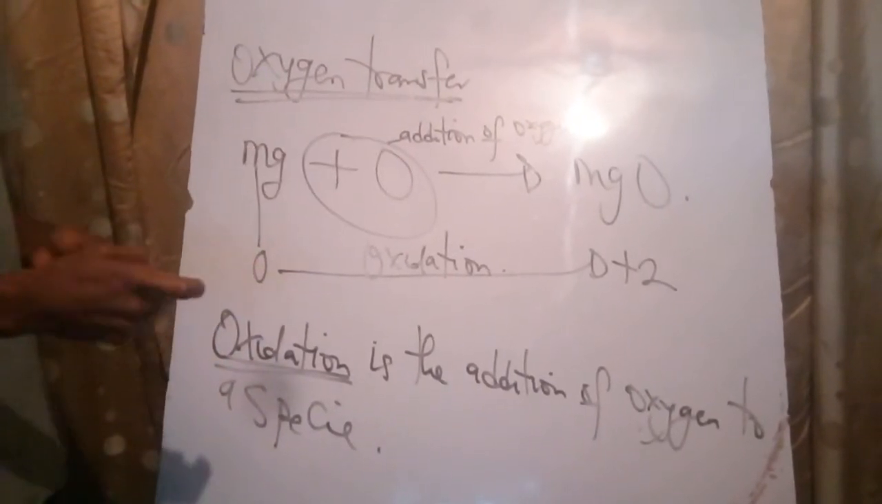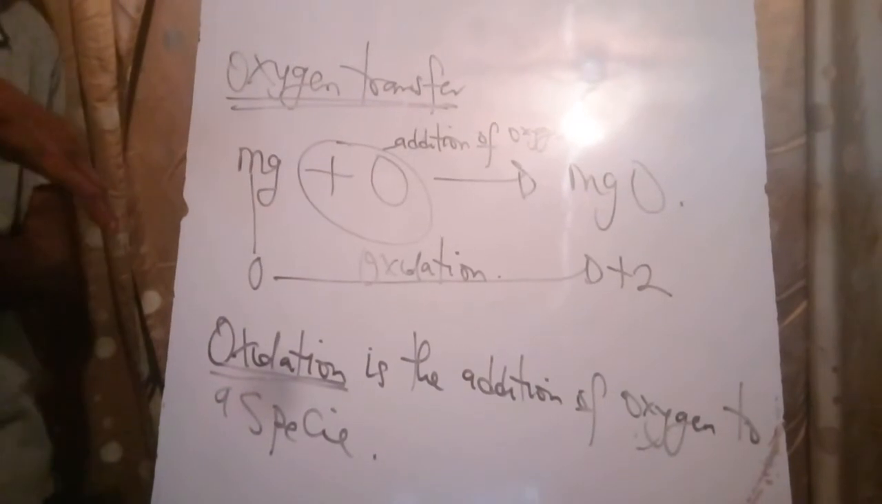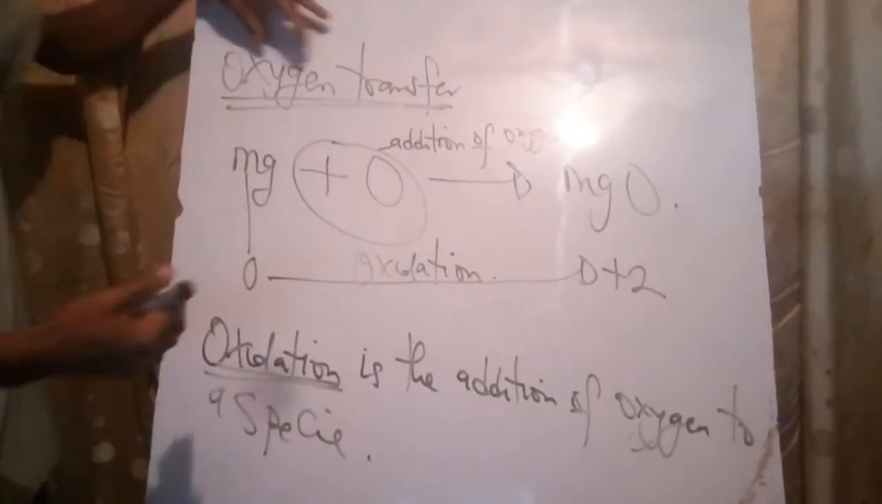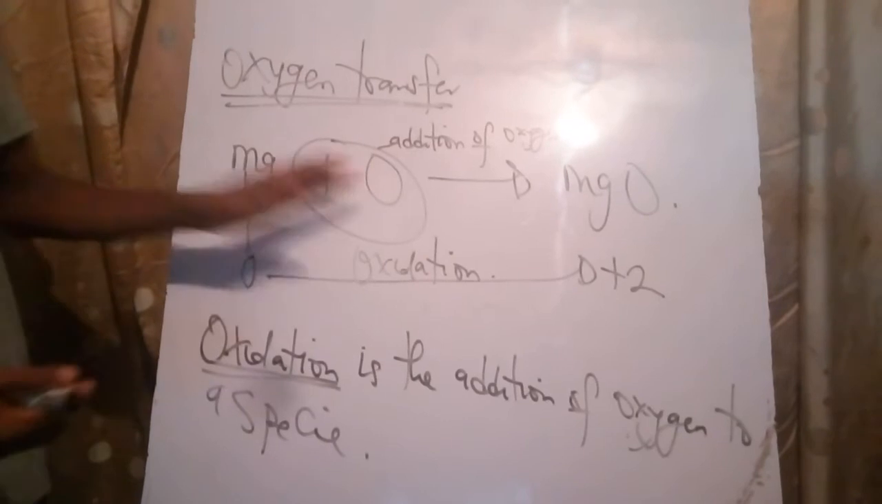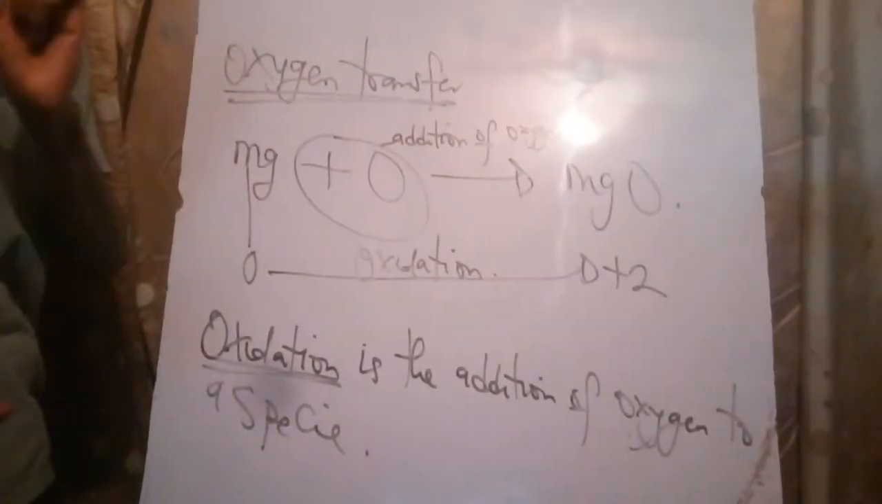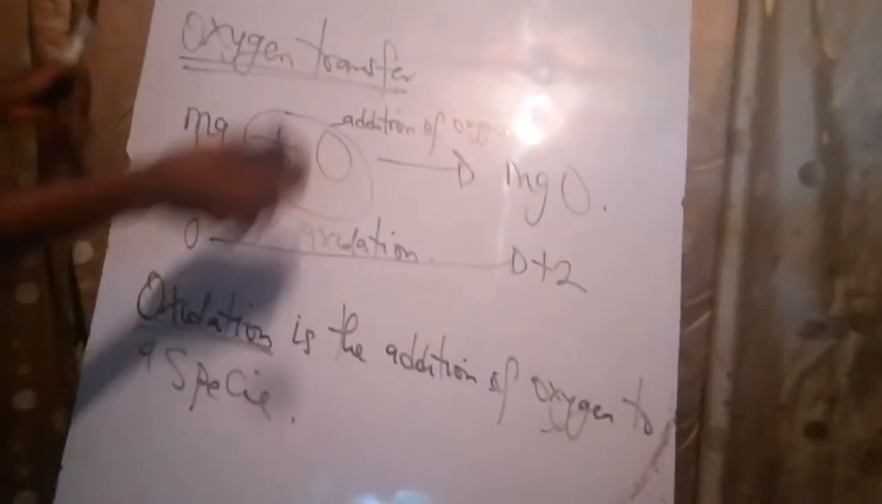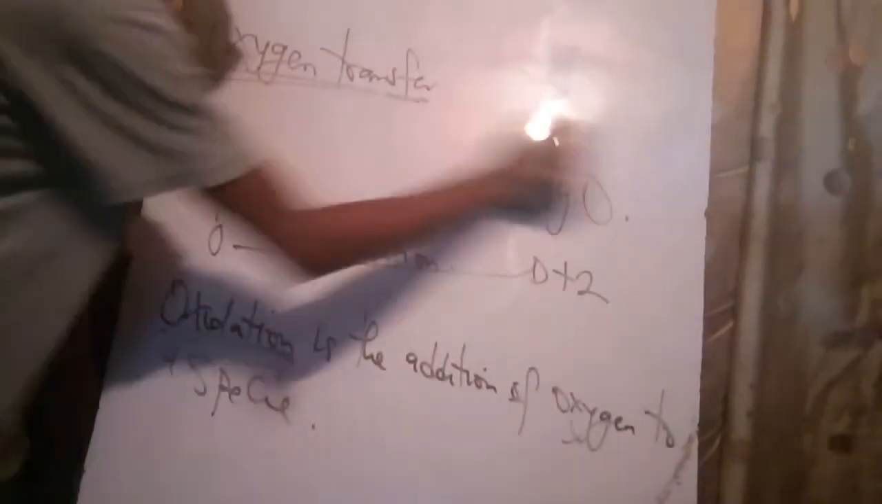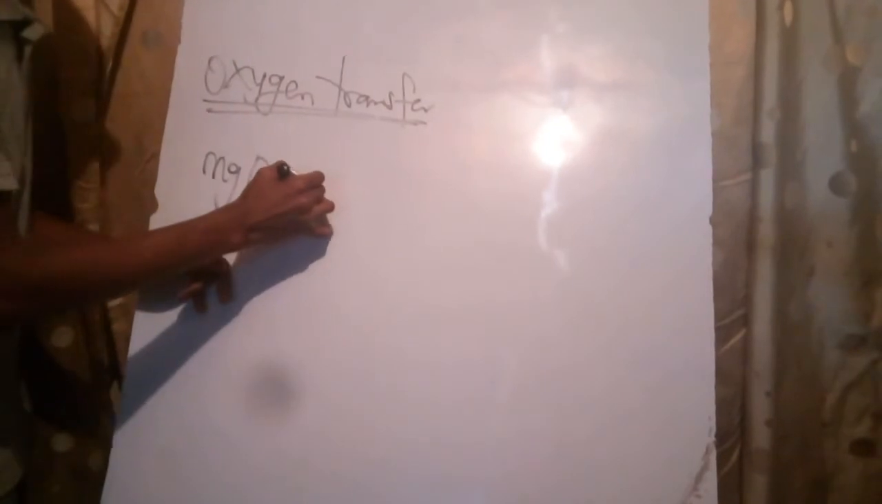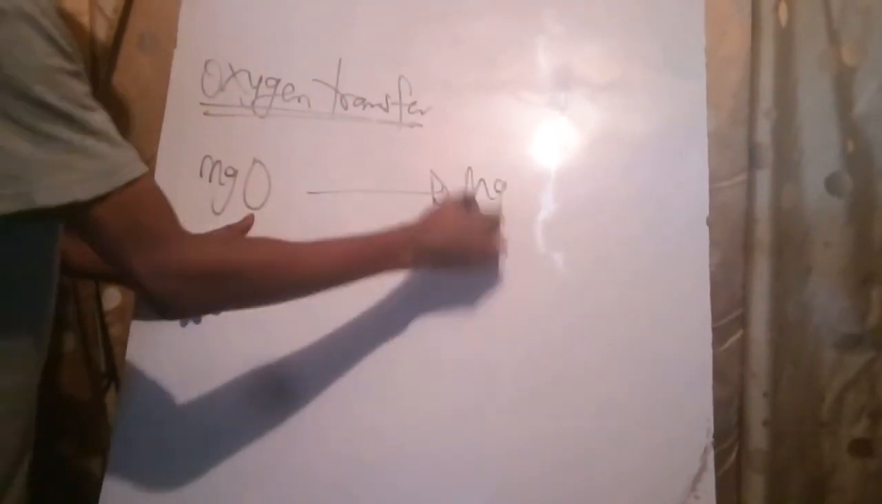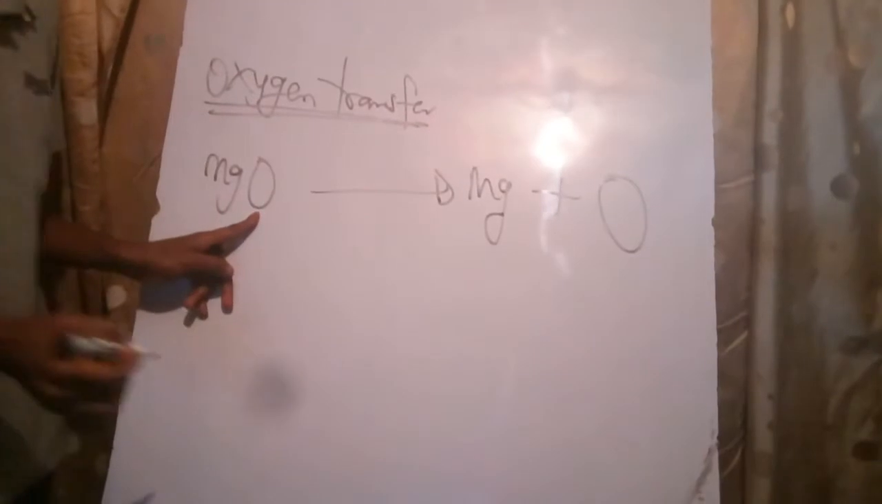Now, I'll be deriving another definition for reduction based on this same oxygen transfer. In that case, I will take the reverse of this process to illustrate that. Alright, I'll be rubbing off. This time around, I'll be reversing the process. In that case, I have magnesium oxide here. Now, here it has become magnesium by losing oxygen.